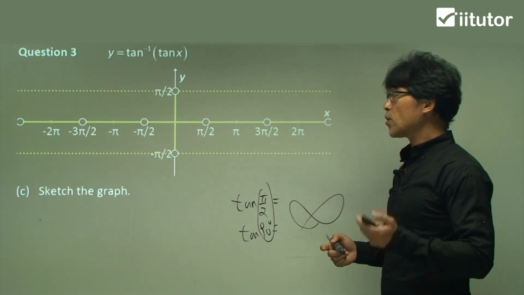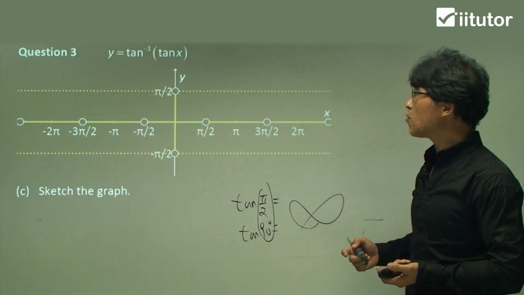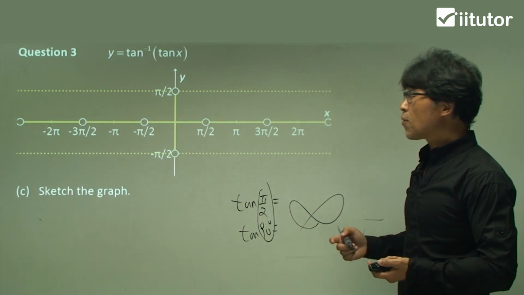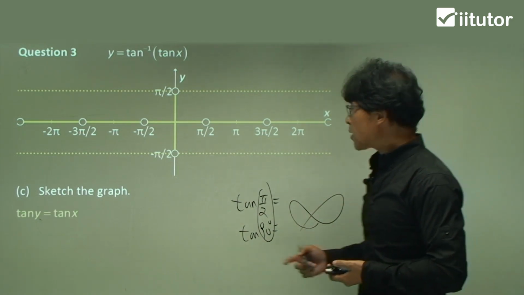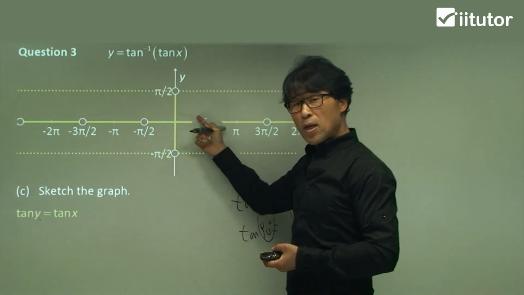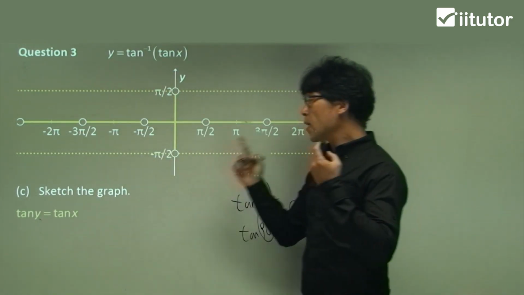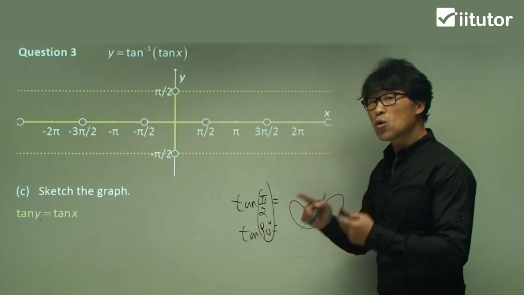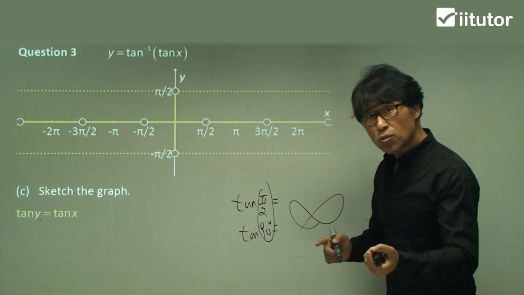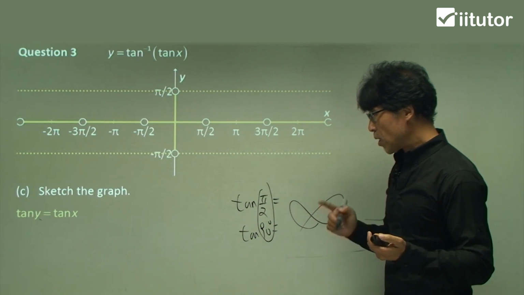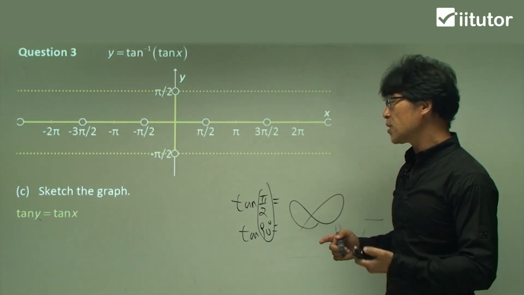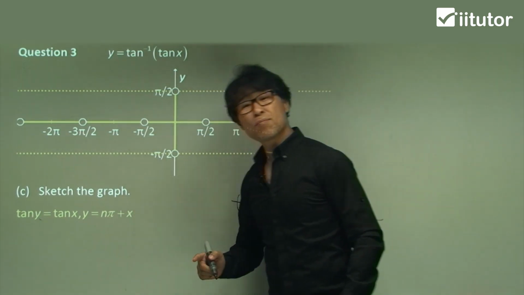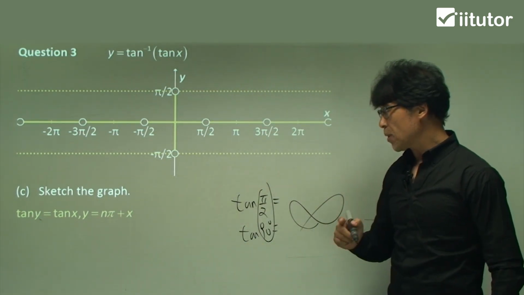Now we have to sketch the graph here. How do you sketch? Well, we have to find the general solution. Write the general solution first. Swap input and output, and then x is not the only solution. You have to use the general solution over here. So what's the general solution of tan? Tangent, which is n pi plus x. Okay, y equals n pi plus x.